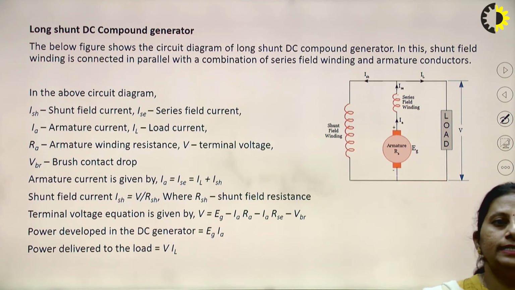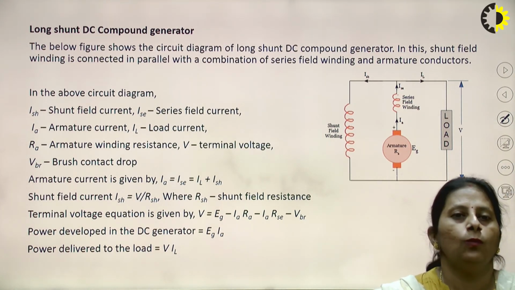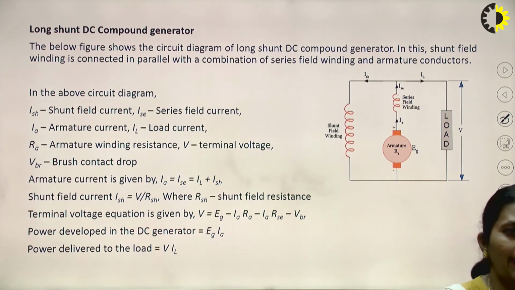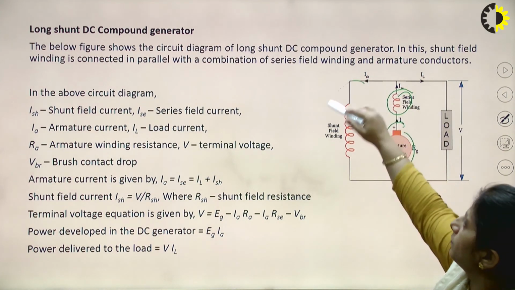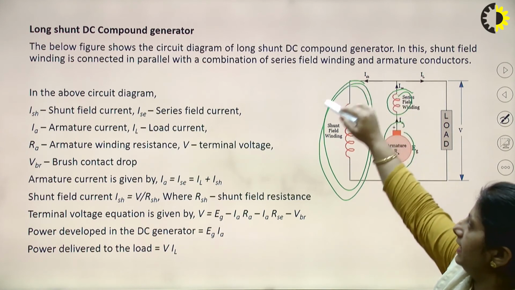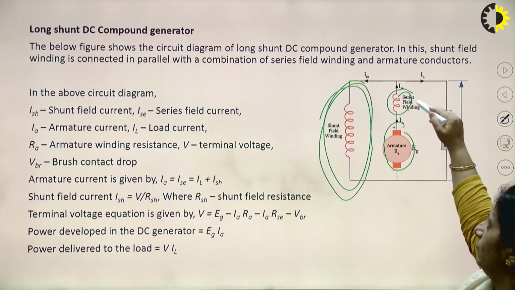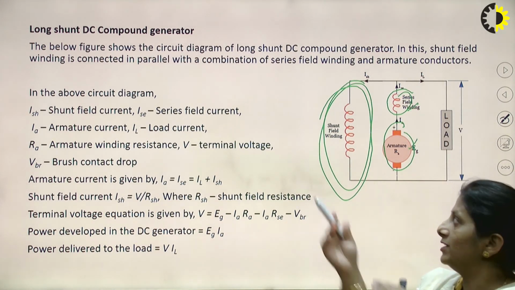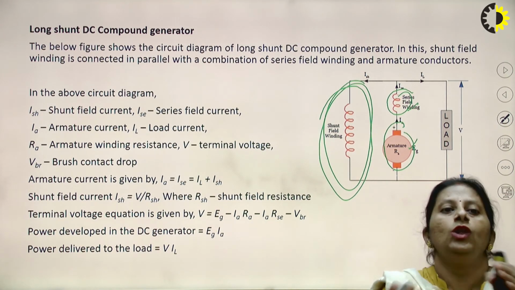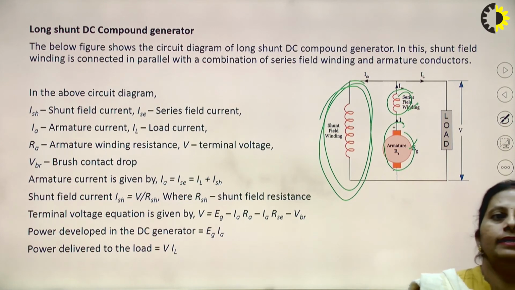Going with the long shunt DC compound generator, in this case the shunt field winding is connected in parallel with the combination of the series field winding and the armature. This shunt field winding is connected in parallel with the complete combination of the series field winding and the armature. This branch is larger, that's why we call it long shunt, right? So this is a long shunt DC compound generator.